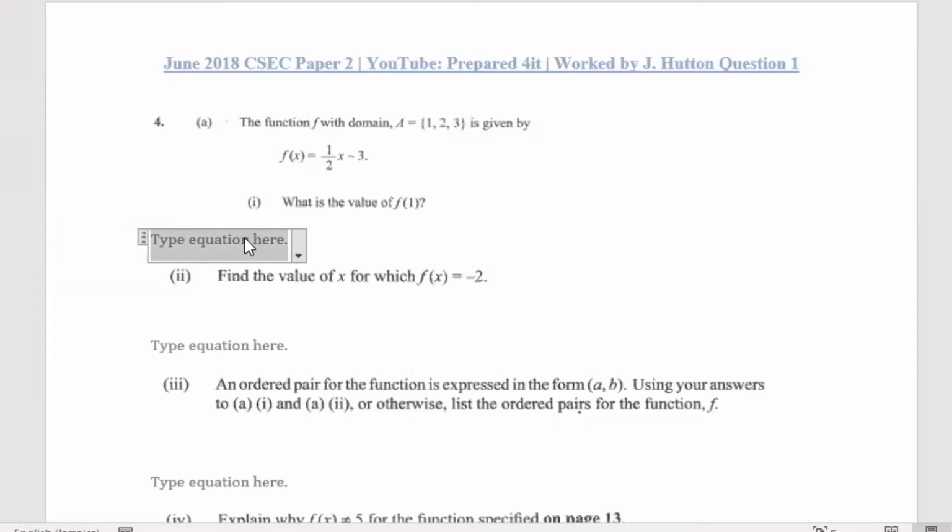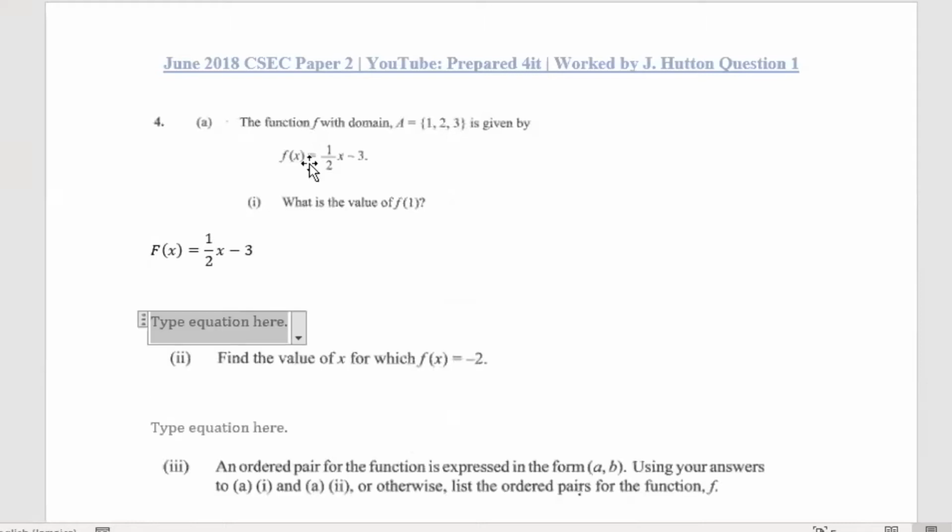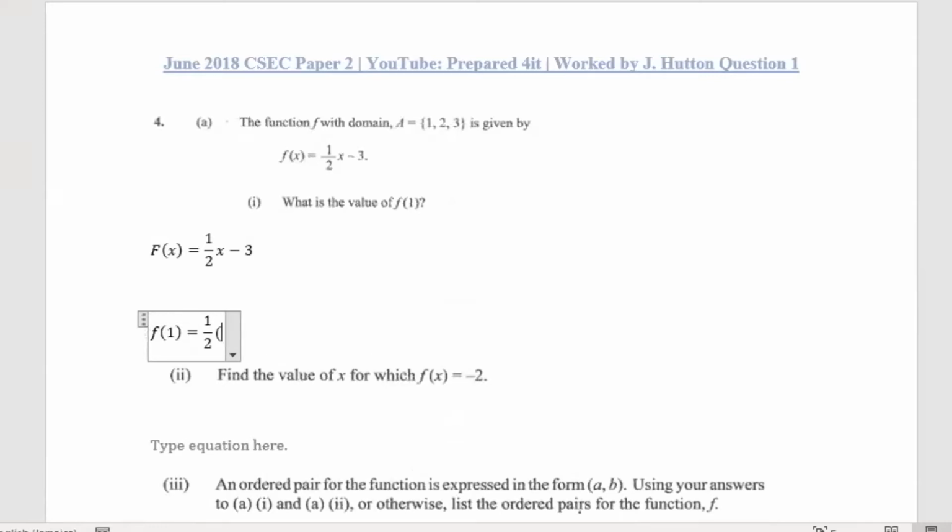So when they ask us what is the value for f of 1, all it is saying is wherever in the original equation you see x, you're going to replace it with 1. The original equation was f of x is equal to a half x minus 3. And guys, I'm just rewriting this from what was given in the question. So now we're doing f of 1. Therefore, f of 1 is equal to half multiplied by 1 minus 3.